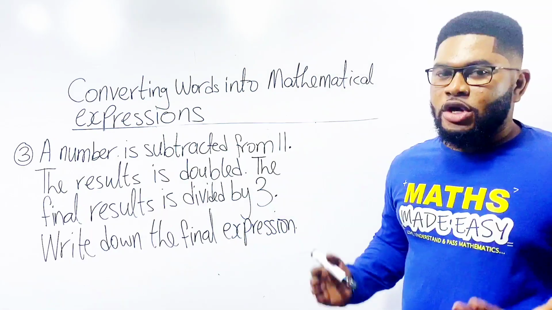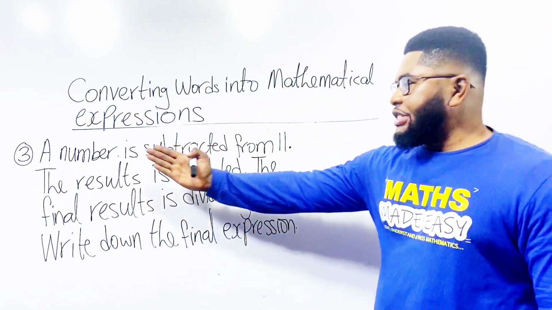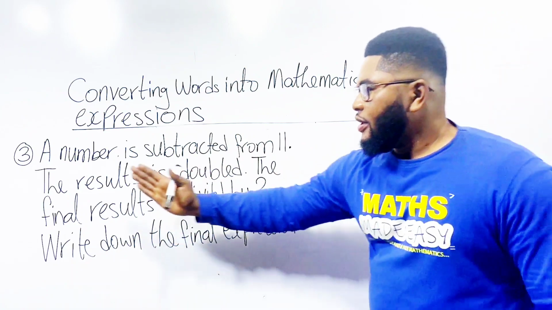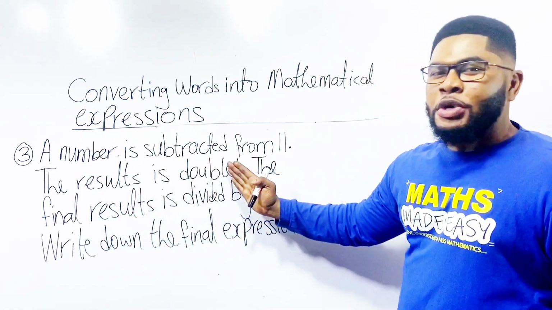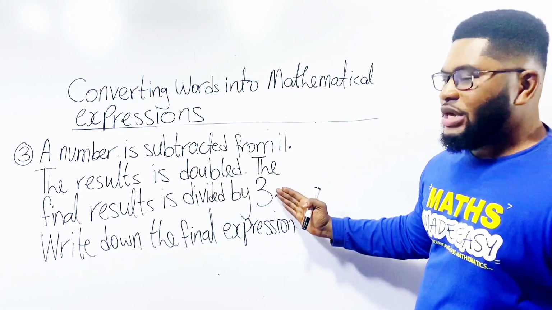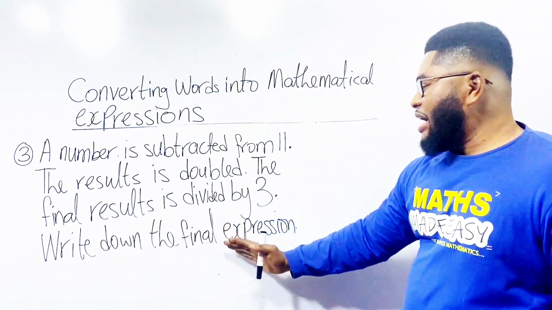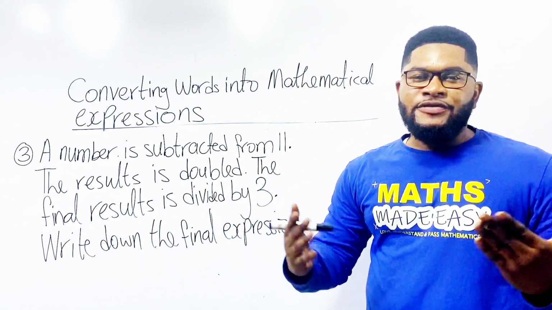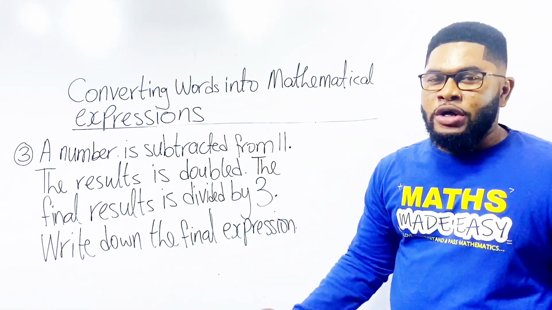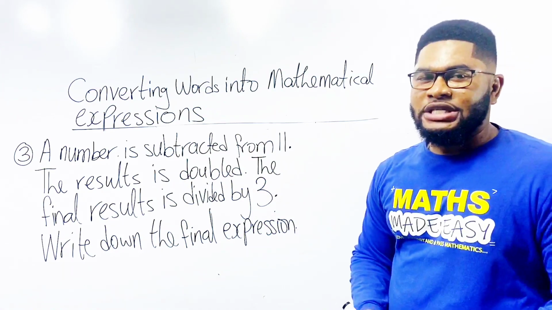Thank you very much. Question number 3. It reads, a number is subtracted from 11. The result is doubled. The final result is divided by 3. Write down the final expression. It is very clear here. Let us take it one after the other and convert all the various words into mathematics.